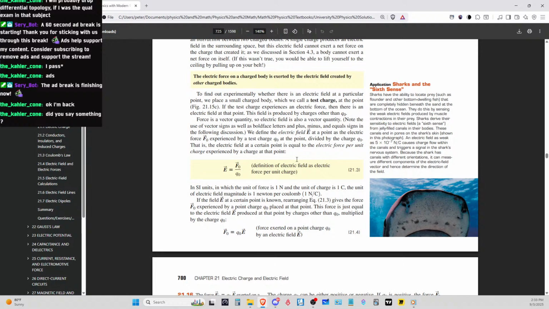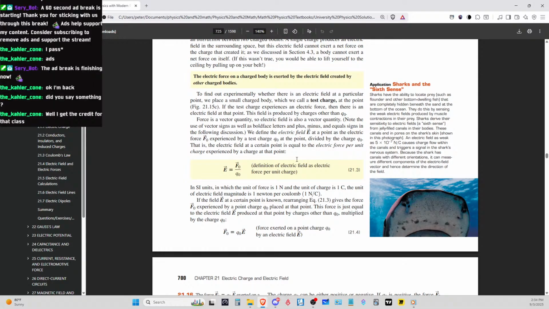So divided by the charge Q naught, that is, the electric field at a certain point is equal to the electric force per unit charge experienced by the charge at that point.